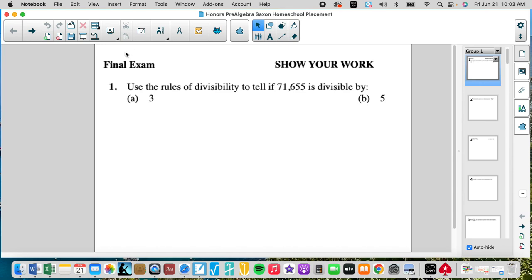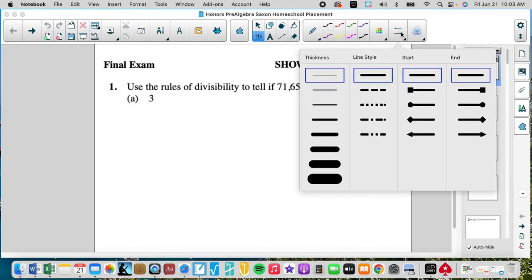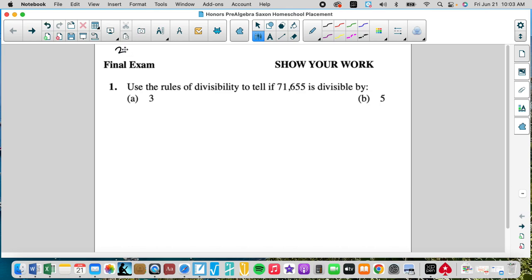You should know divisibility rules for 2, 3, 4, 5, 6, not 7. 7's almost impossible. It's just as good to do it by hand. 8, 9, and 10. Those are the divisibility rules that you should know. You should know all numbers that are divisible by 2, 3, 4, 5, 6, 8, 9, and 10.